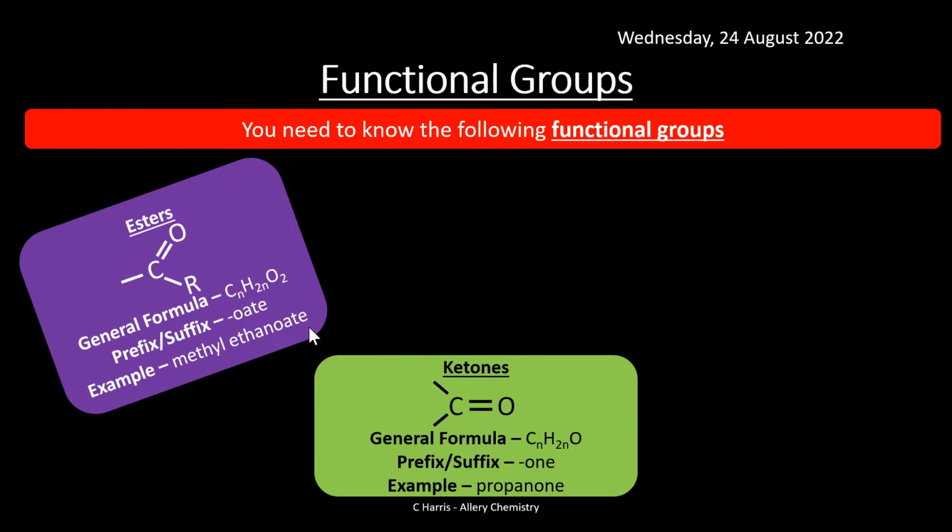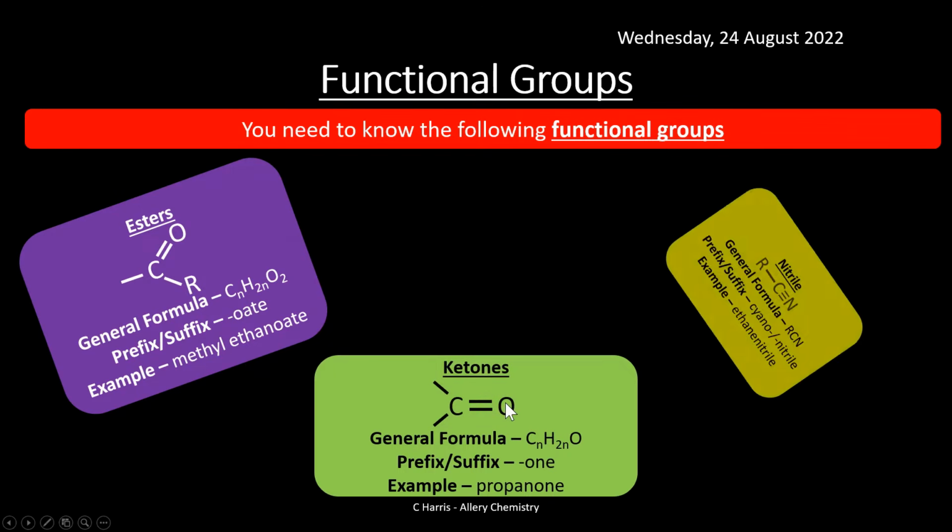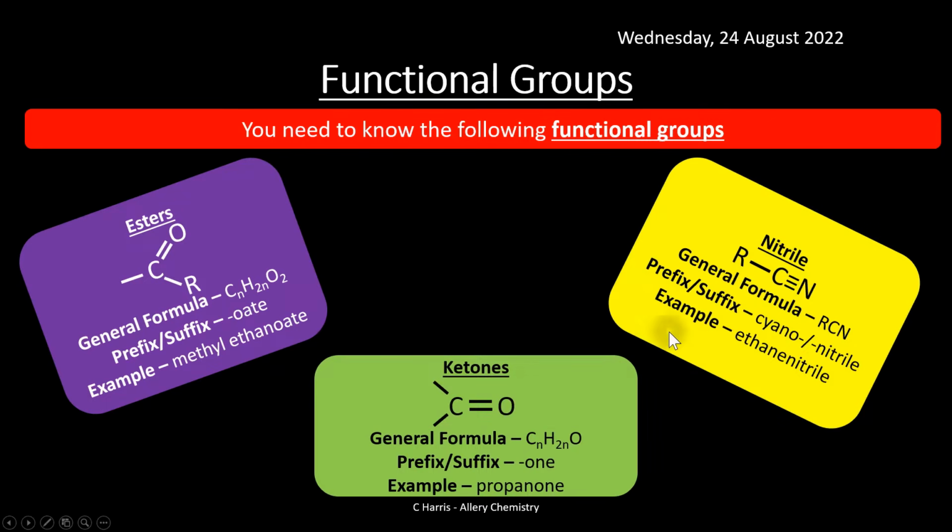Ketones. So ketones have this C double bond O group, as you can see on there. They normally end in -one. So for example, propanone, butanone, etc. So that's a ketone, similar to an aldehyde. Nitriles basically end in CN, so it's either cyano or nitrile, as you might see it. An example would be ethanenitrile, so that would be a CN compound there.